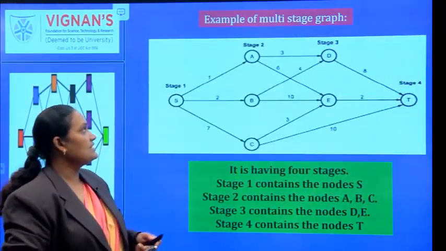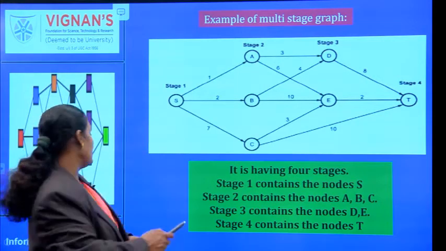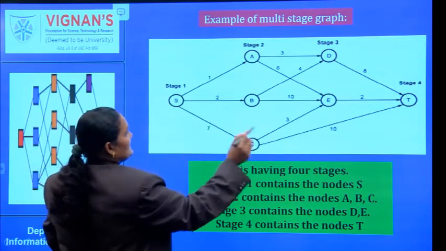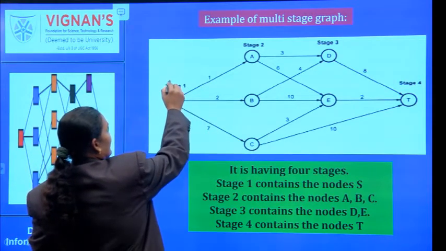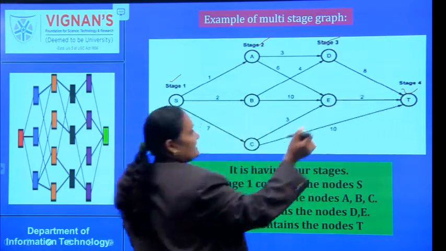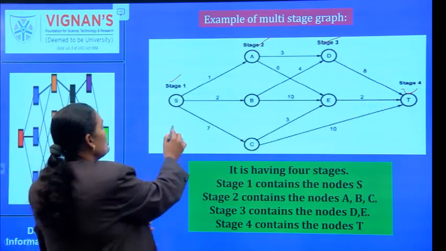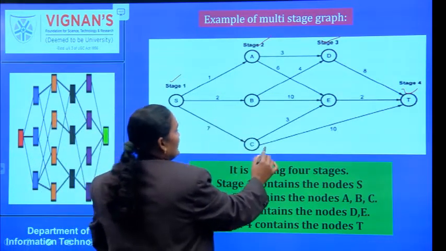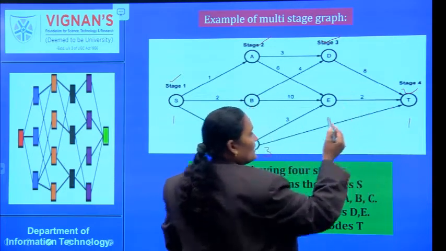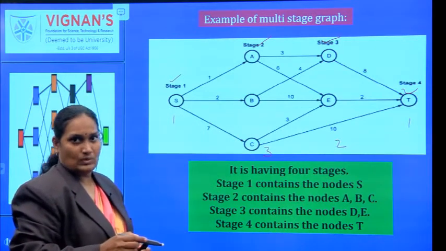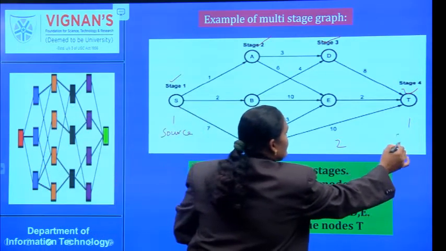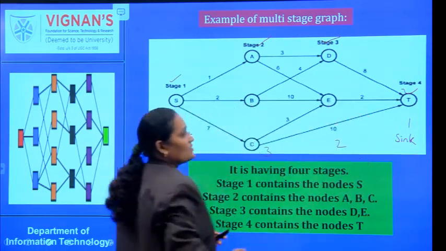Next, here is one more example of a multi-stage graph. In this graph, how many stages are there? There are 4 stages. This is stage 1, this is stage 2, this is stage 3 and this is stage 4. Stage 1 contains 1 vertex, stage 2 contains 3 vertices, stage 3 contains 2 vertices and stage 4 contains 1 vertex. And here S is called the source vertex and T is called the sink.